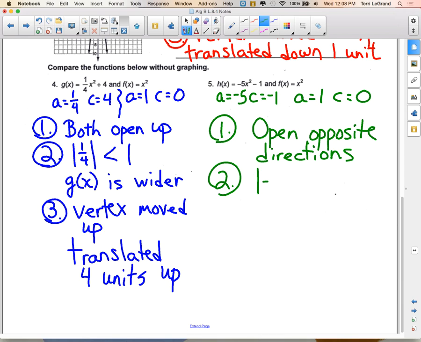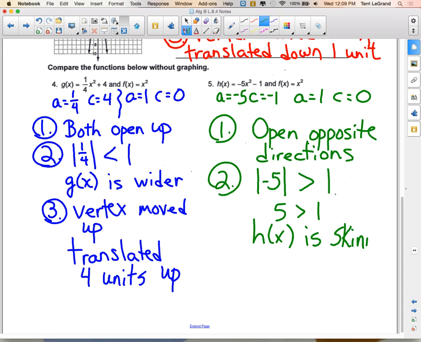Absolute value of -5 compared to 1 is greater than, because the absolute value of -5 is 5. 5 is greater than 1. Maybe some of us should be just putting that, huh? Maybe that would look better. If we end up with the absolute value of A being greater than 1, then H of x is skinnier. Okay. We'll start using that word.